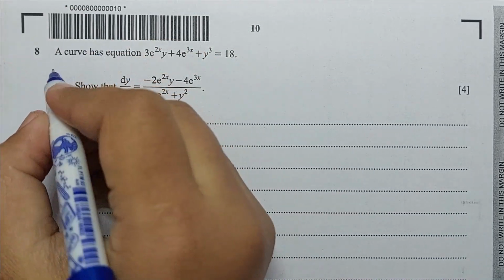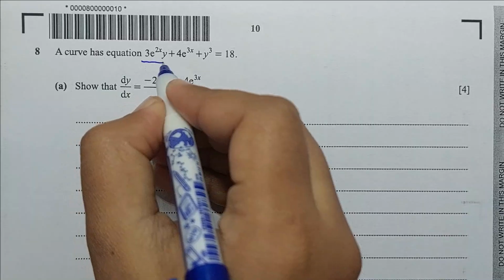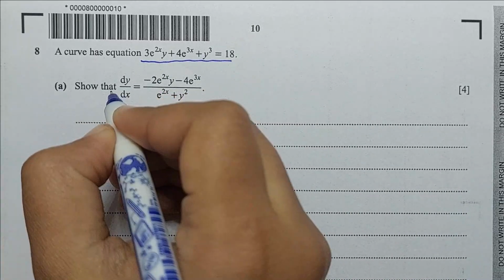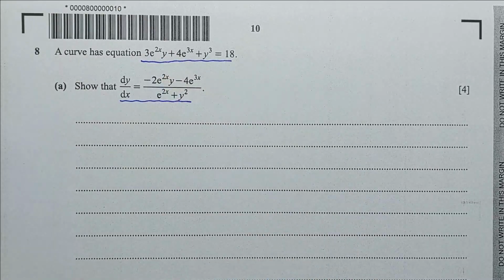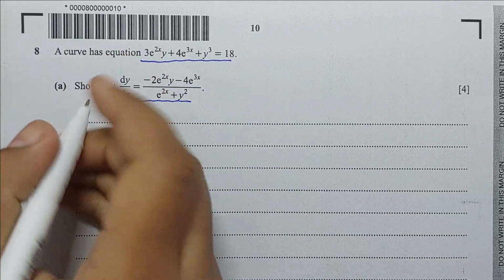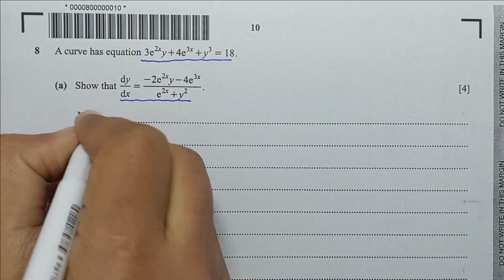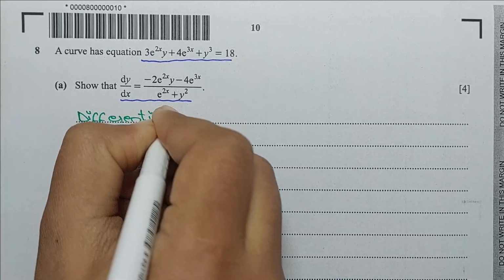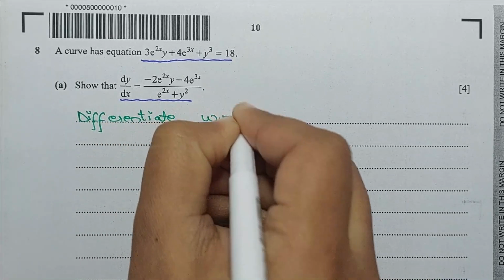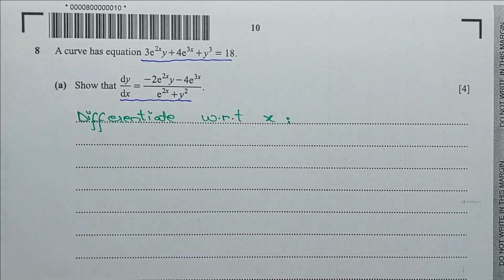Question number 8. A curve has equation. This is the equation of the curve. Show that the first derivative is this. So we have to differentiate with respect to x, right? So differentiate with respect to x. Okay.